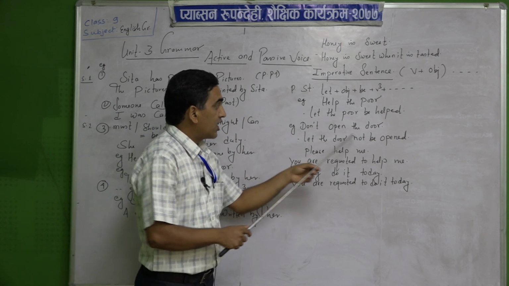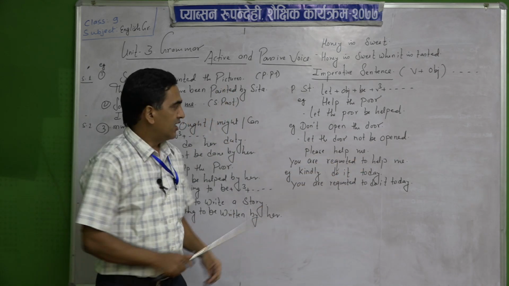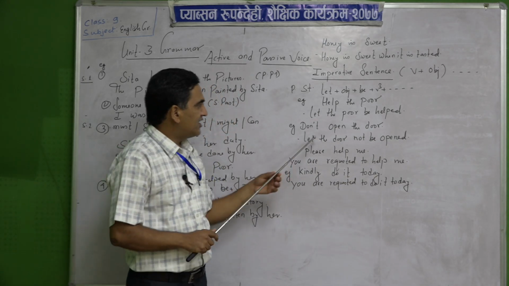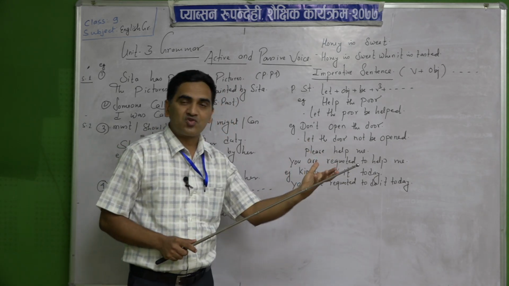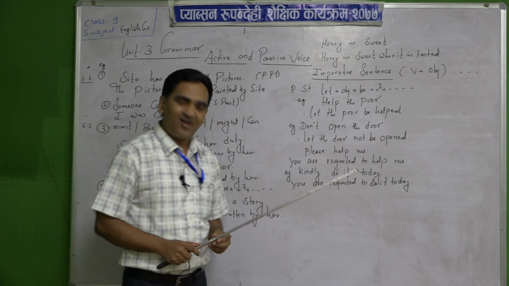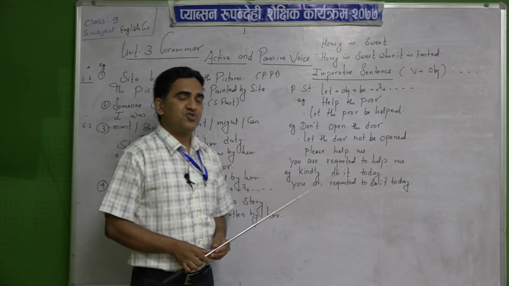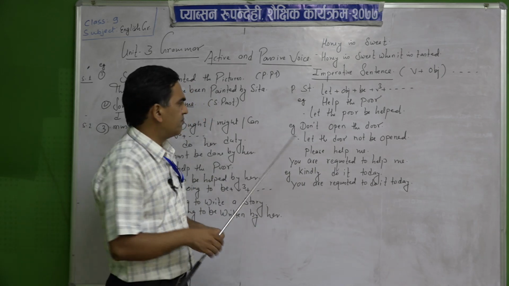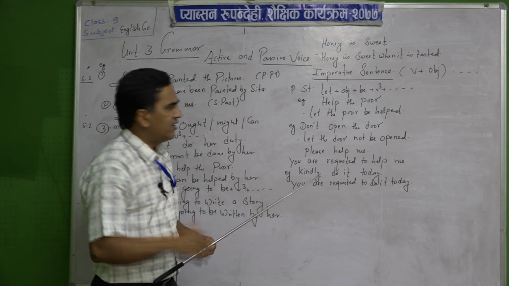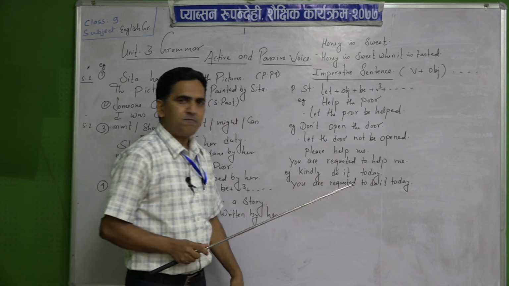Let the door not be opened. Let the door not be opened. Now my dear students, it is an imperative with negative structure. Yeah, let the door not be opened. All right. Yes, and sometimes imperative sentences start with please or kindly, just like please help me.